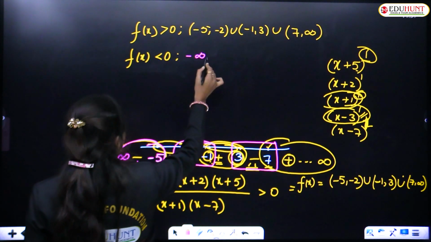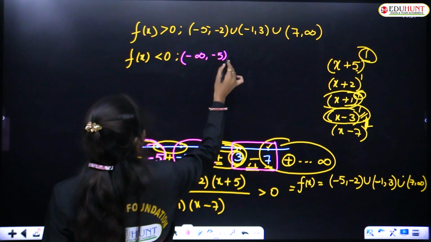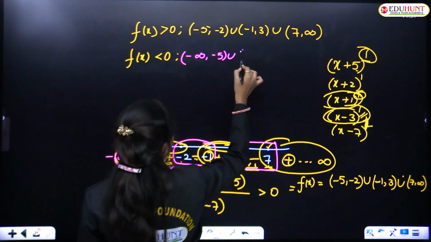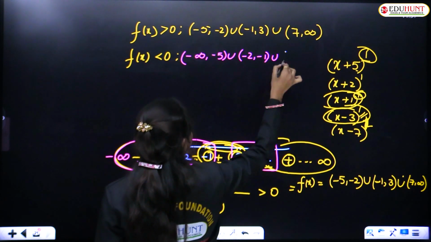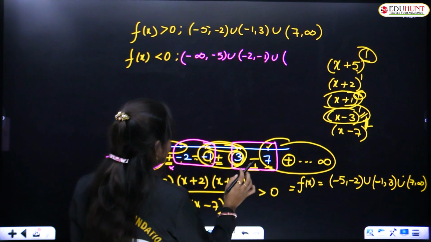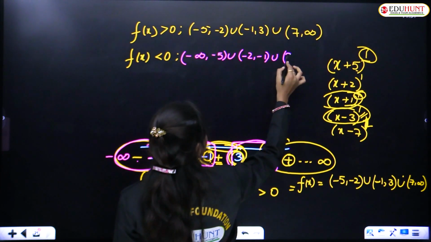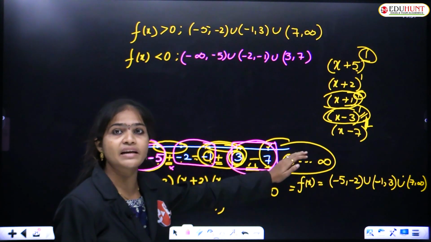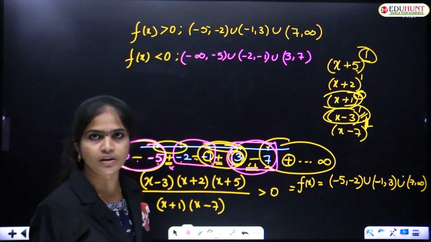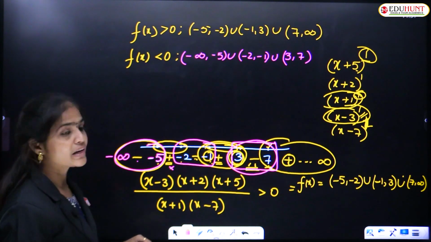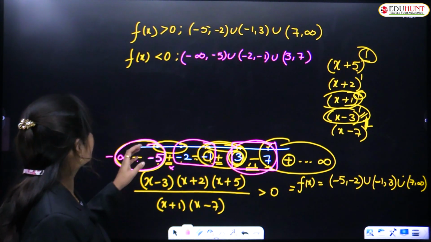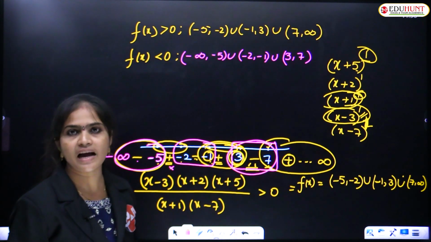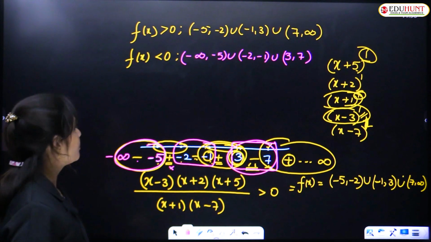So see here, negative values. Minus infinity to minus 5, union. Next here positive is there, no, so we should not take that. Minus 2 to minus 1, union. And next where do we have negative, 3 to 7. 3 comma 7. After 7 we should not take, because after 7 we have positive values, no. So that's why we should not take. Understand? So this is the way of writing intervals for expressions in the form of P of x by Q of x. These are all the steps we have to follow. So it depends on this only.